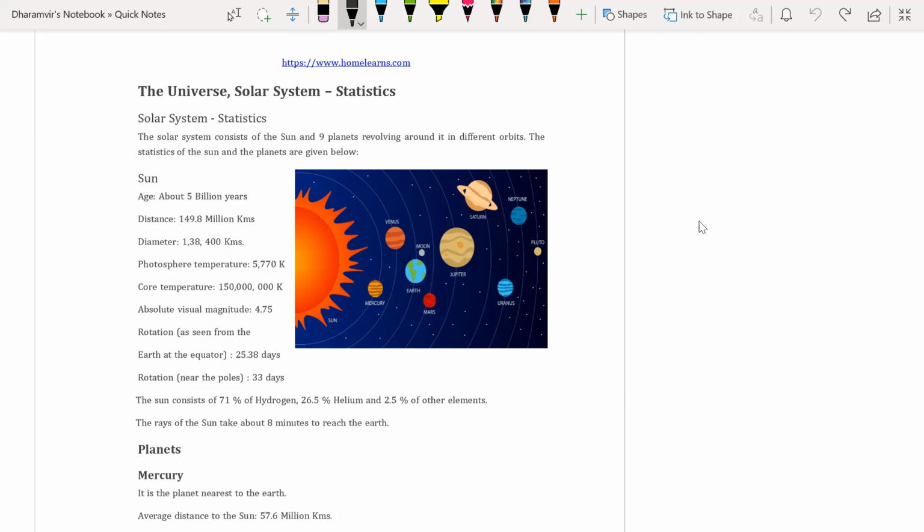Now, as the Olympiads are due from September to January, we have planned for the Olympiad of Maths, that is IMO, International Mathematics Olympiad, IEO, International English Olympiad, and NSO, National Science Olympiad.